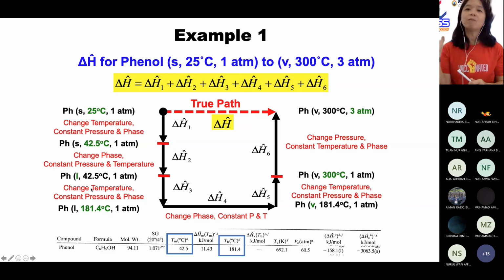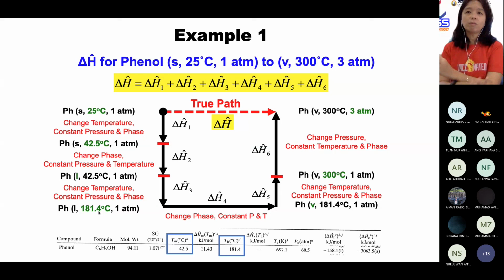1 atm. Tapi tak boleh kan? Fasa akhir yang saya nak adalah apa? Vapor. So apa yang saya buat lagi? I further heat up to boiling temperature. Boiling temperature kena tengok dalam table B1, phenol boiling temperature 181.4. So now I further increase my temperature from 42.5 to 181.4. That one path is my third path. So saya kena dapat third path yang ketiga. So sekarang saya dah capai liquid 181.4.